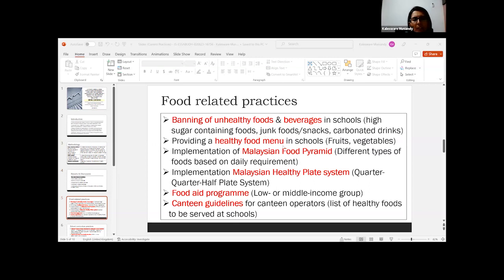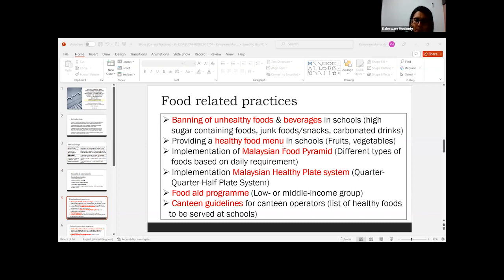They were banning all kinds of unhealthy foods and beverages from being sold in the school, like those that have high sugar, junk food, snacks, carbonated drinks, and so forth. And they also ensure that a healthy food menu is supplied in schools, containing fruits and vegetables. And they implement the Malaysian food pyramid, whereby students are exposed to different types of food that they need to consume on a daily basis.